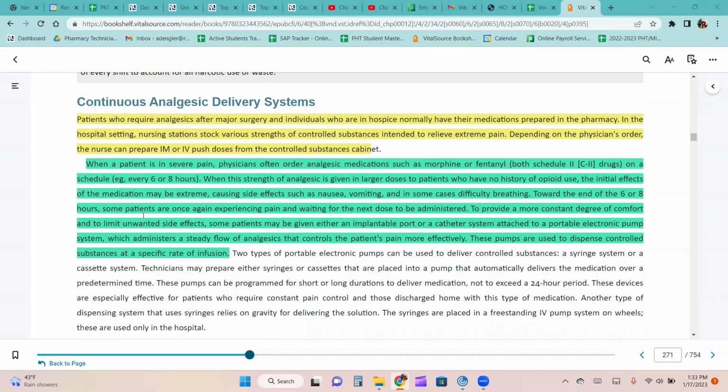To provide a more constant degree of comfort and to limit unwanted side effects, some patients may be given either an implantable port or catheter system attached to a portable electronic pump system, which administers a steady flow of analgesics that controls the patient's pain more effectively. These pumps are used to dispense controlled substances at a specific rate of infusion.